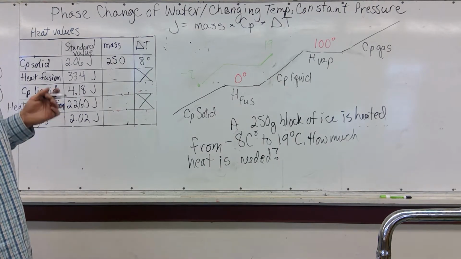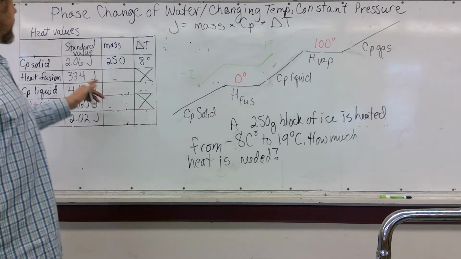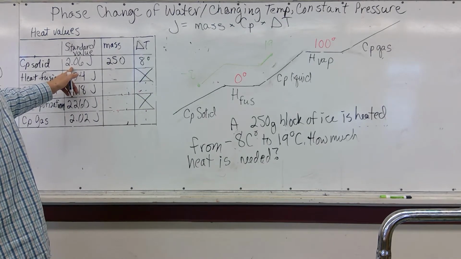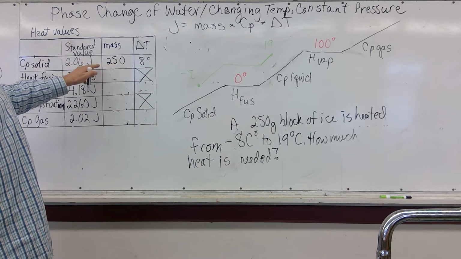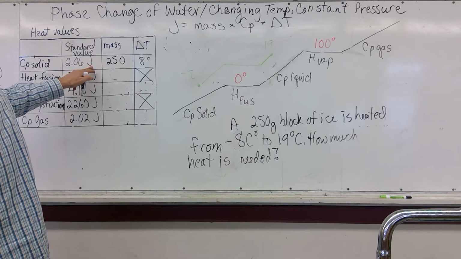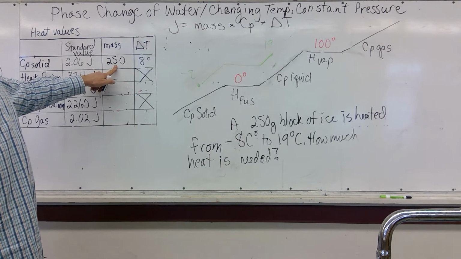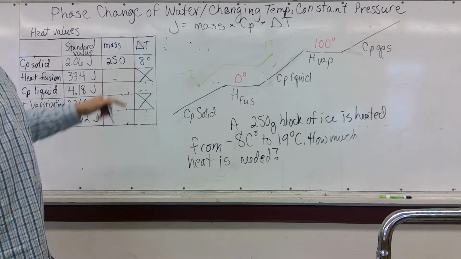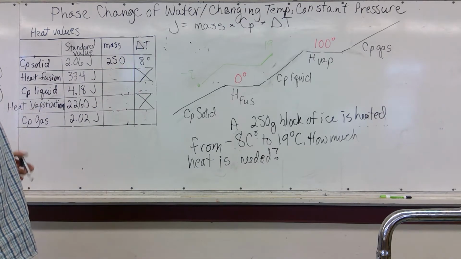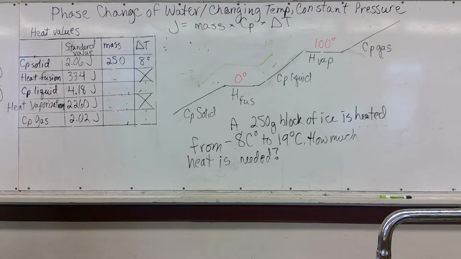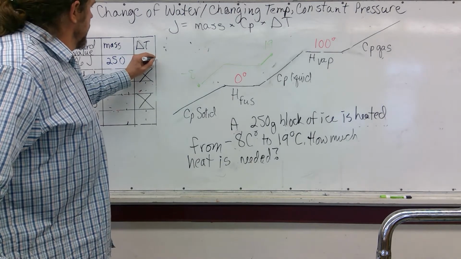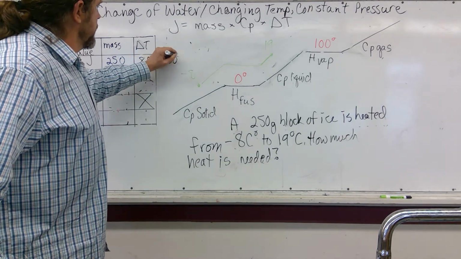And so let's say we have heated up this block of ice. That means we had 206 joules for every gram, for every degree that's changed, times 250 grams, times a change of 8 degrees. And so that turns out to be a total energy investment of 4,120 joules.